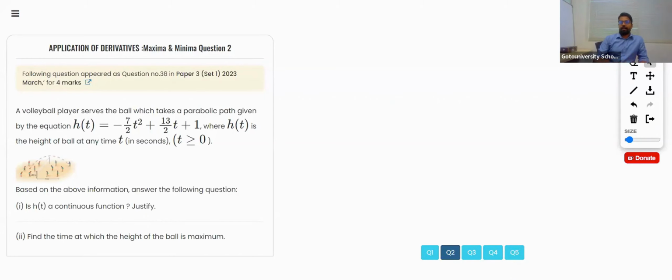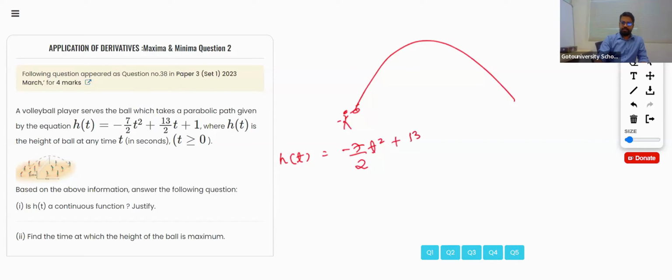Serving a ball, and when he's serving the ball, it takes a parabolic path. That's a curve, right? And that curve is given by this equation, minus 7 by 2 plus 1. We just need the equation with a story. That's what the story is all about. And time is either 0 or positive. So what is the first question?